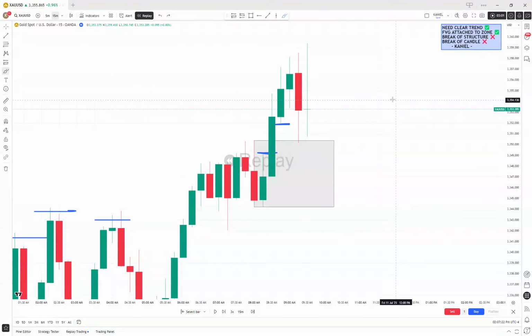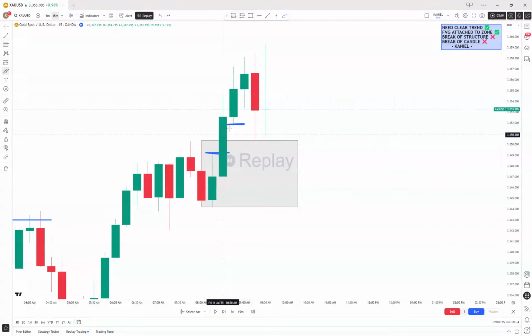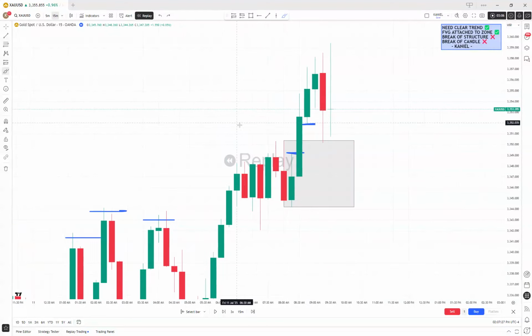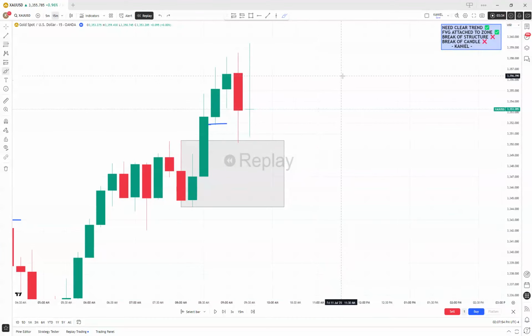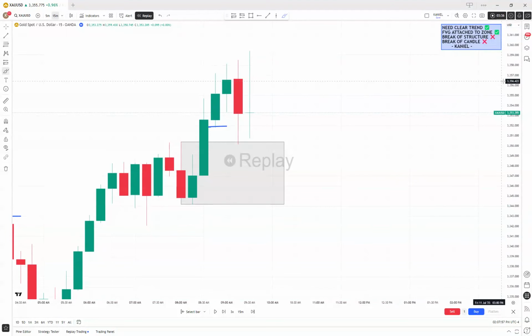Now, why do we need it to be attached to the zone? Because price fills every gap in the market, and most likely when it's attached to the zone, we would like to see it come back, fill this gap right here, and then tap into our zone. Because it's attached to the zone, we just use it as an extra confluence to say that price wants to go in the direction that we want.